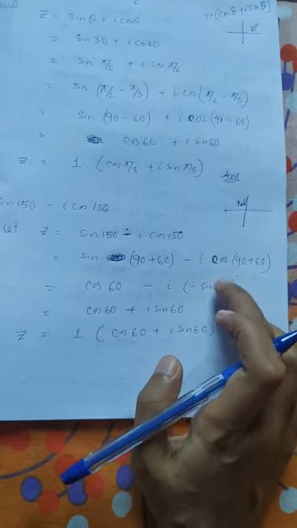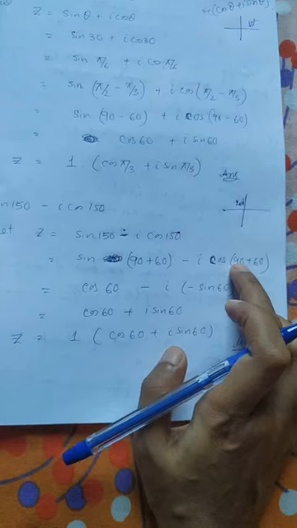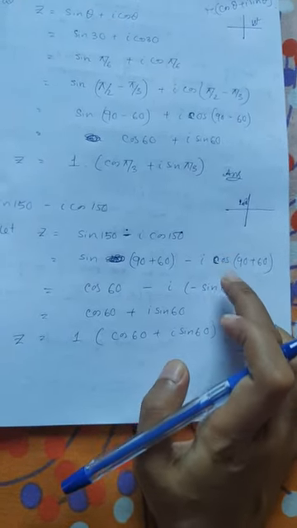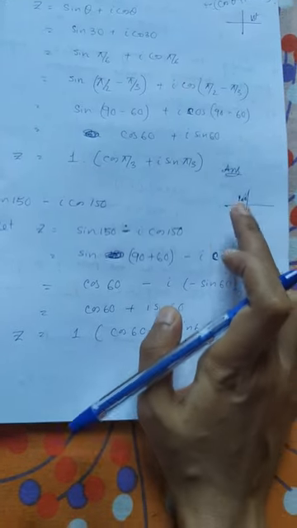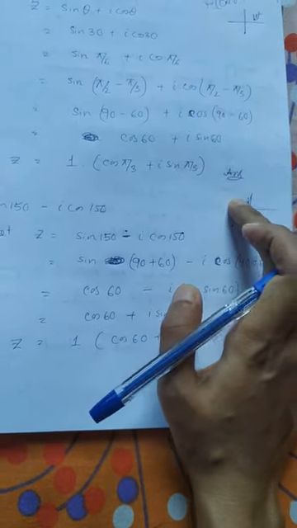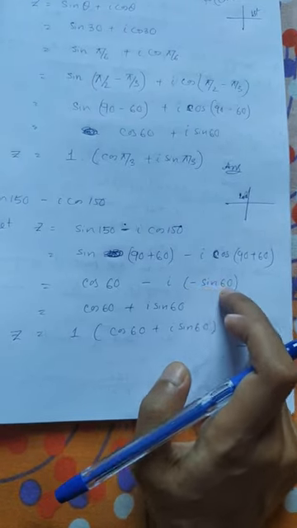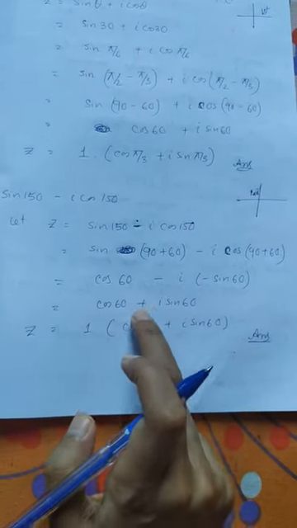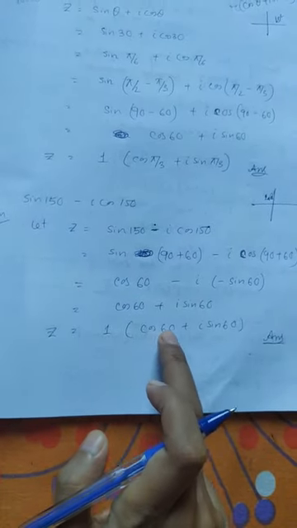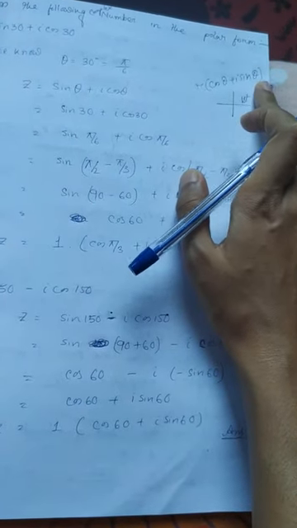Cos will convert to sin because it is odd multiplication of 90, 90 into 1. So cos will convert to sin 60. Now it is in the second quadrant, 90 plus theta, and in the second quadrant, cos is negative. So minus sin 60. Ultimately cos 60 minus minus i sin 60, which is plus i sin 60. So I can write z equals 1 into cos 60 plus i sin 60. This is of the form r cos theta plus i sin theta.